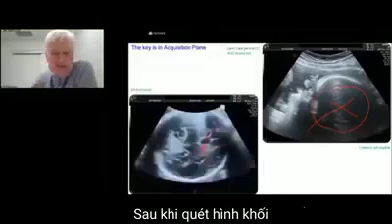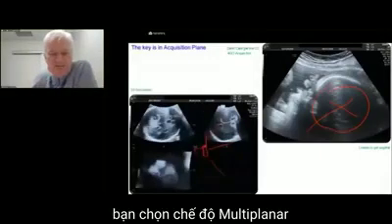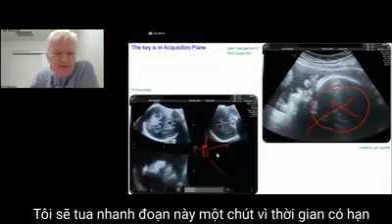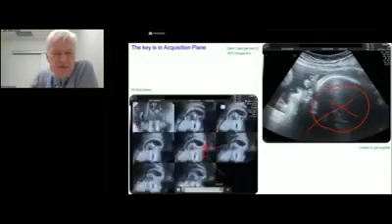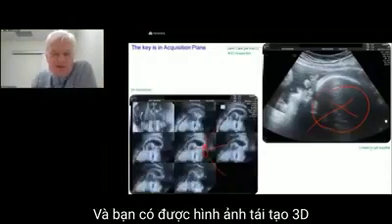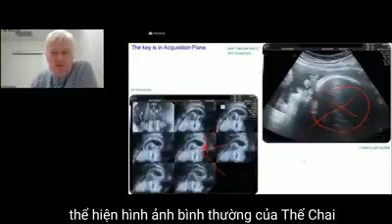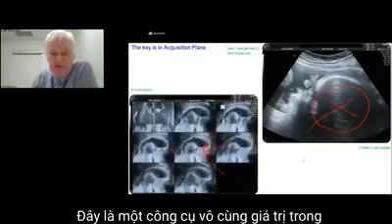And that's just taking the same, then you take your multiplanar, come up to the, well, I'm just going to fast forward into the time, and then you come on to your 3D reconstruction showing a normal looking corpus callosum. So it is a very valuable tool in routine imaging.